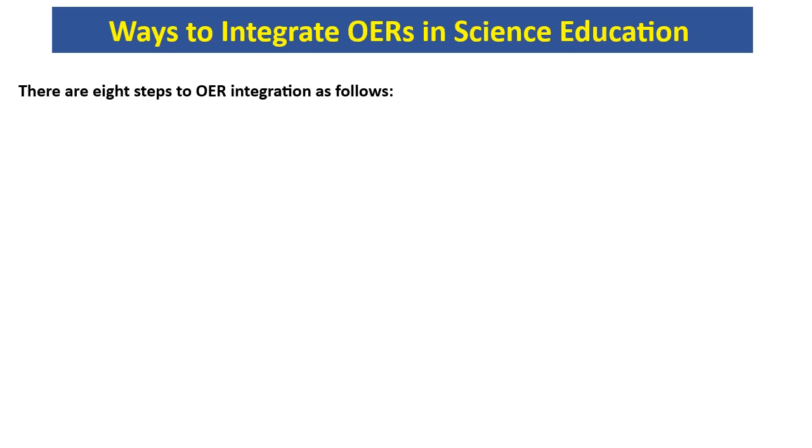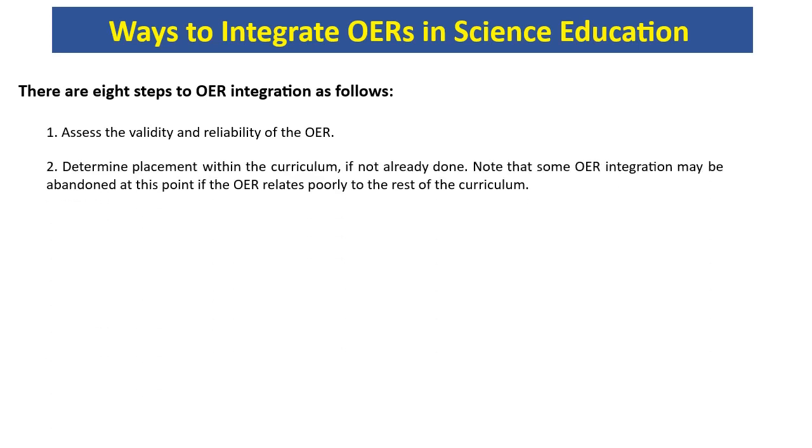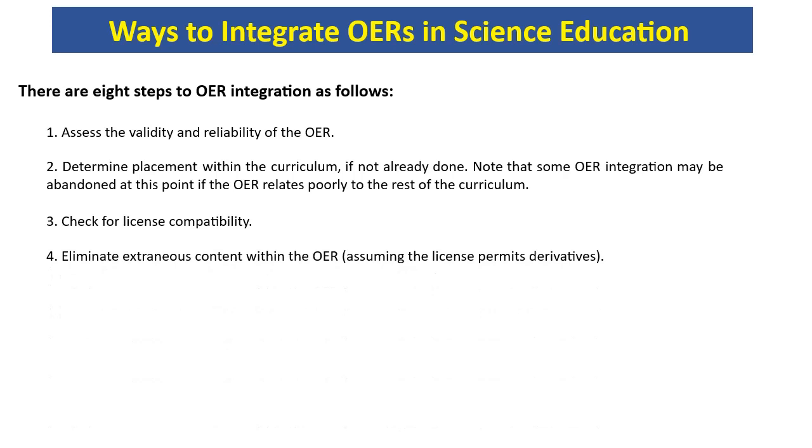Let us look at the different ways to integrate OERs in science education. Basically, there are 8 steps to OER integration and it goes in this sequence. First, we need to assess the validity and reliability of the OER in concern. Second, we need to determine the placement within the curriculum if we have not done it already. Note that some OER integrations may be abandoned at this point if the OER relates poorly to the rest of the curriculum. That means you have to identify exactly where it fits into your curriculum. Very important, the third point: we need to check for license compatibility.